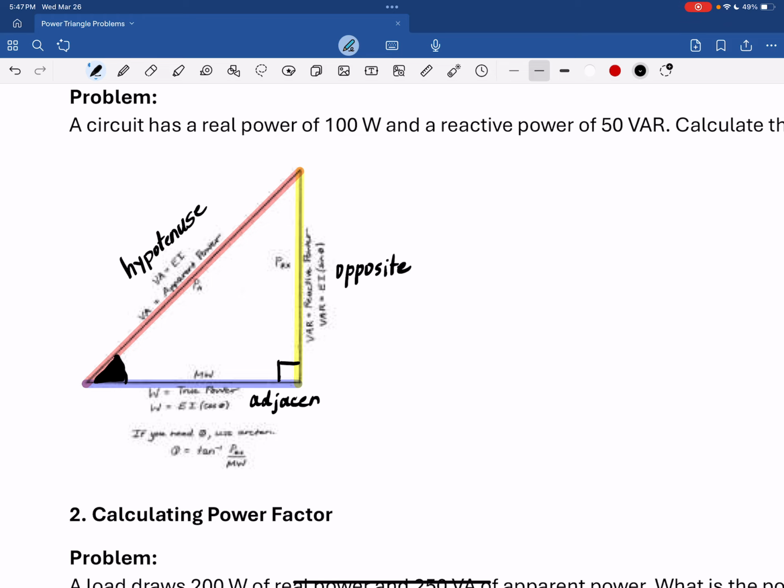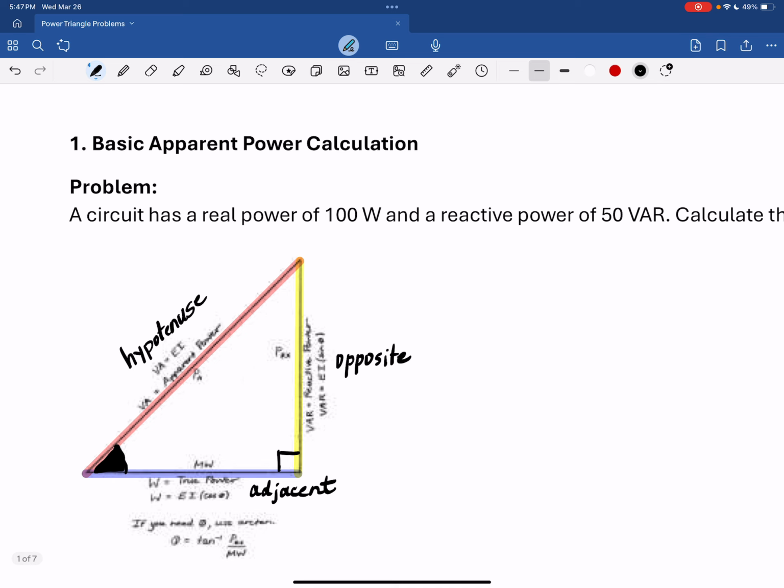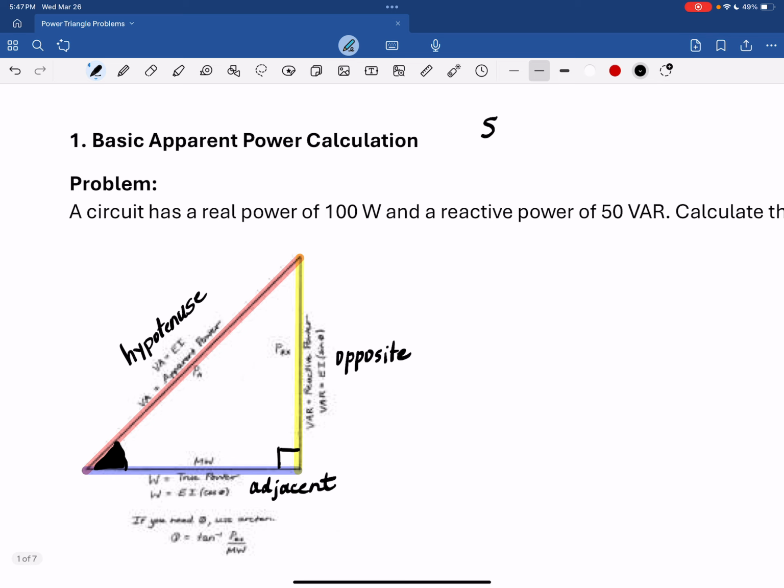So those trig ratios are still going to be important. As always, I'm going to make a note of SOH-CAH-TOA, because that will help me as I start working these problems. So just by way of review, those are the trig terms and relationships that you need to know. So let's take a look at number 1.